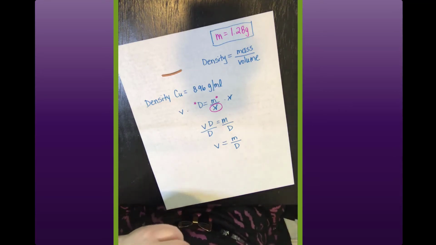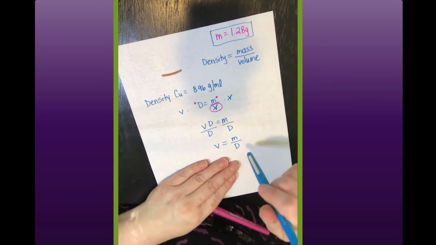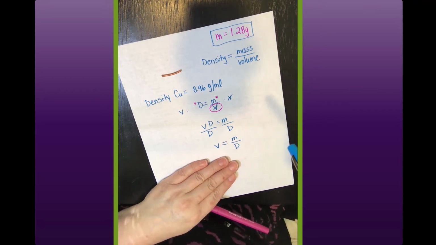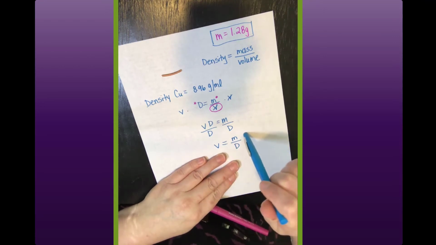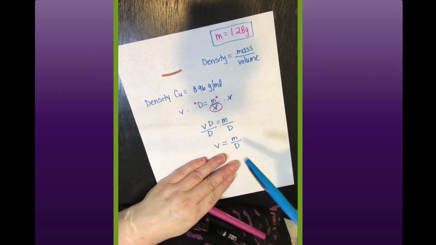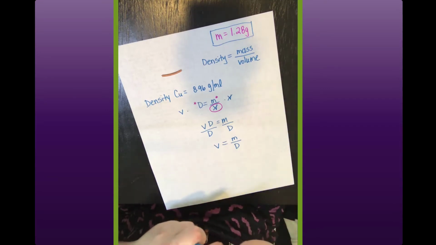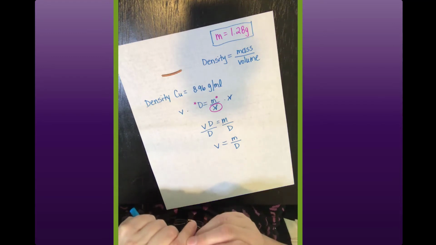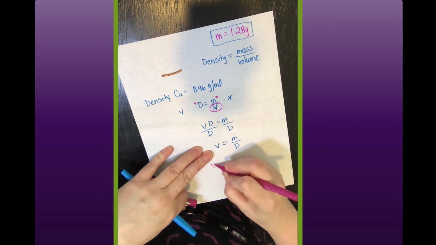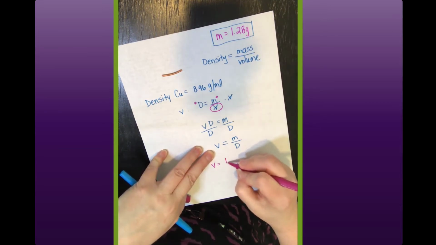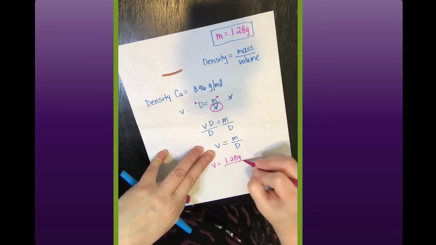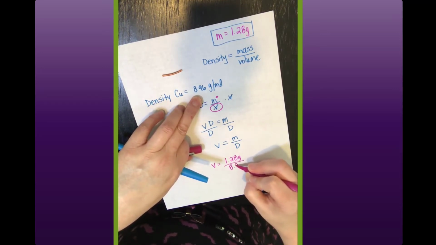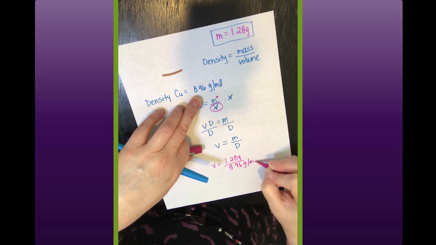All right, so we know that volume is equal to mass divided by density. We did this because we don't know what volume is. We know what mass is. We know what density is. So if we rearrange our equation, we can calculate volume using the information that we have measured. So let's just plug in the numbers. Volume is equal to the mass, which is 1.28 grams, divided by the density of copper, which is 8.96 grams per milliliter.